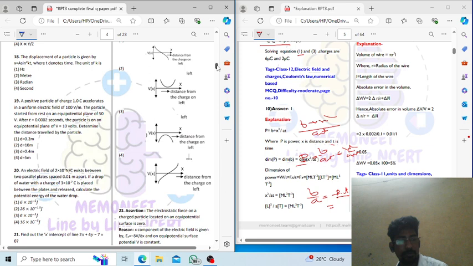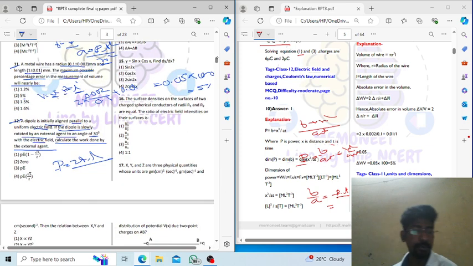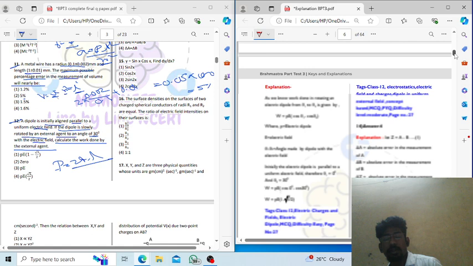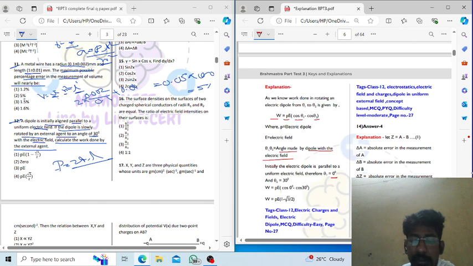Question number 12. Okay, so in question number 12, we have to calculate the work done. If you calculate the work done from the dipole formula, you will get W equals PE (cos theta 1 minus cos theta 2). Theta 1 and theta 2 are the angles made by the dipole with the electric field. In the first position, the object was at rest, so the angle is 0 degrees. Theta 2, given in the question, is 30 degrees.